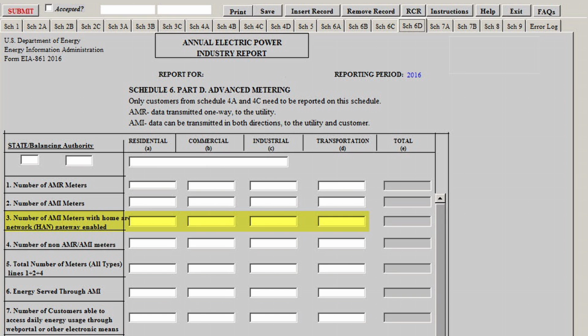Line 3 collects the number of AMI meters with Home Area Network or HAN capabilities. HAN meters are a subset of AMI meters that have hardware and software installed in them that can communicate with certain appliances within a customer's premises.